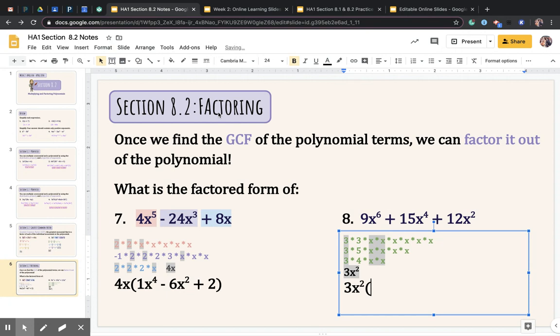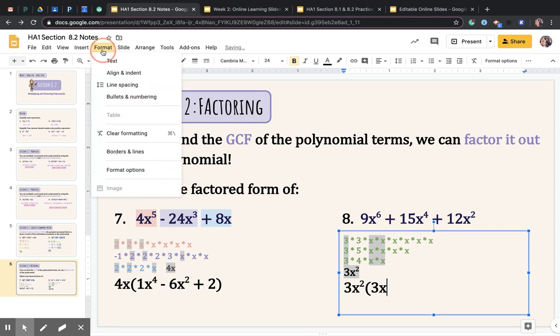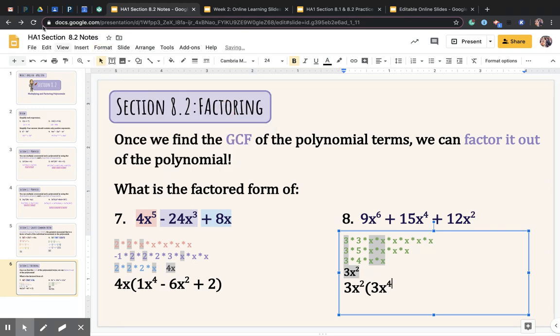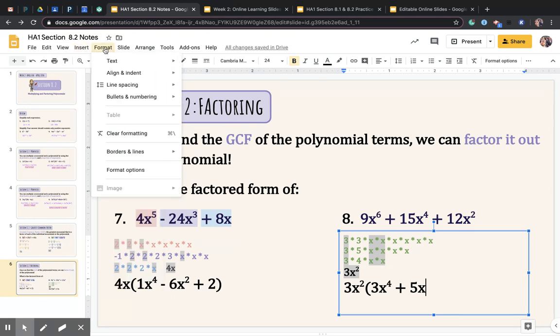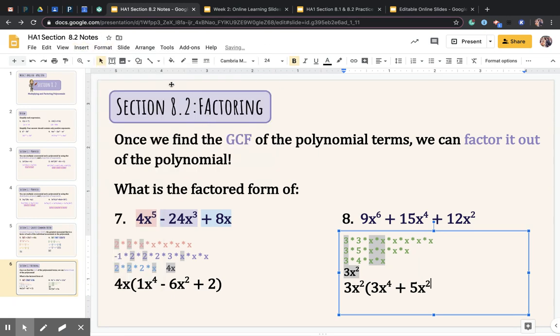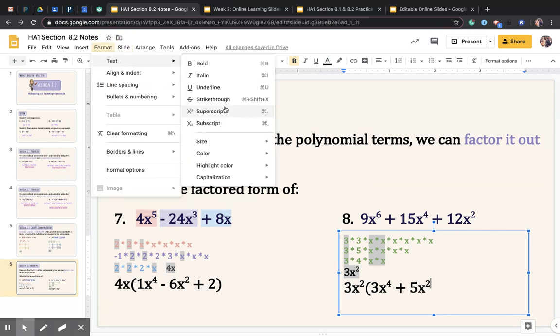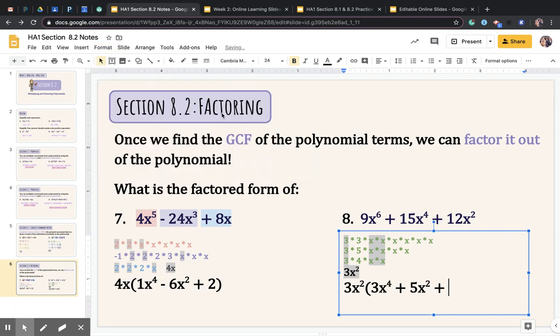And then if I pull out a 3 from 9, I'm left with 3. And if I pull out 2 x's from 6 x's, we are going to be left with x to the 4th. If I pull out 3 from 15, I'm left with 5. If I pull out 2 x's from 4 x's, we are going to be left with 2 x's. And then lastly, if I pull out 3 from 12, I'm left with 4. If I pull out 2 x's from 2 x's, I do not have any x's left. So that is our final answer.